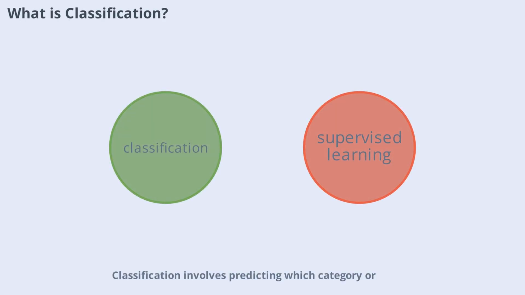Classification involves predicting which category or class a new data point belongs to. For example, an email can be classified as spam or not spam. This process relies on learning from labeled examples and applying that knowledge to unseen data. Classification is a fundamental concept in supervised learning and underpins many practical applications.